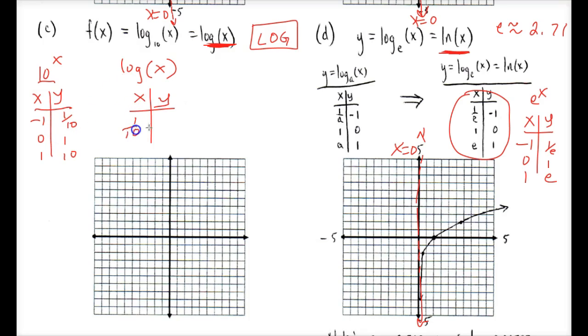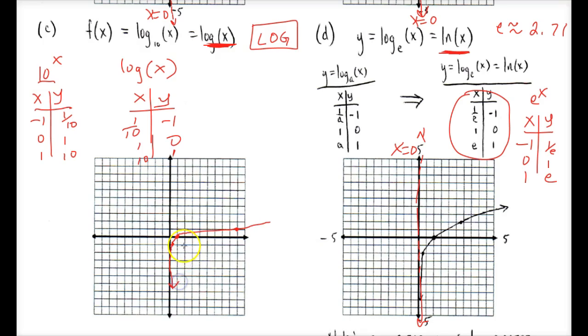So we just need to flip the corresponding points there and it will look like this. And so if we plot these points, we have -1, 1/10, -1. So that would be about right here. We have 1, 0, which is there, and then we would have 10, 1, which is there. And so, of course, if we were trying to draw this, it would look something like that.